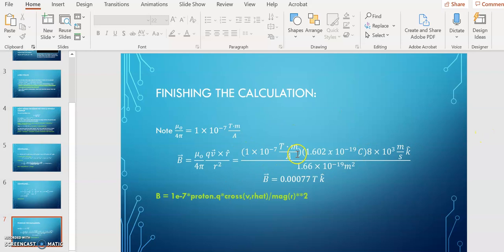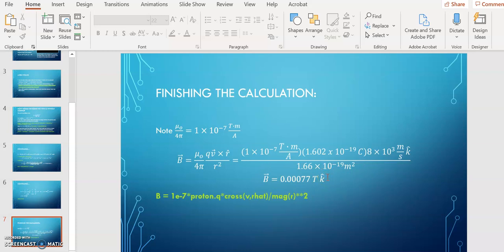So that's just plugged into this equation here in the top, 1 times 10 to the minus 7 Tesla meters per amps, times the charge, 1.602 times 10 to the minus 19 coulombs, times v cross r hat, which as we already said is 8 times 10 to the 3 meters per second in the k hat, divided by r squared, which is 1.66 times 10 to the minus 19 meters squared. When you plug all that in, you end up with a magnetic field of 0.00077 Tesla in the k hat direction.